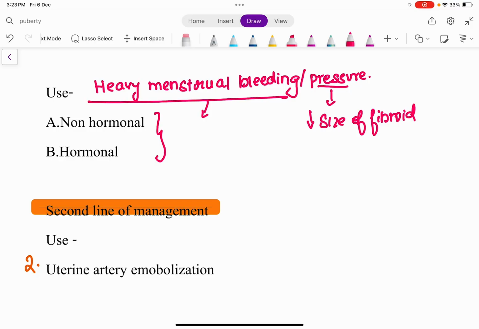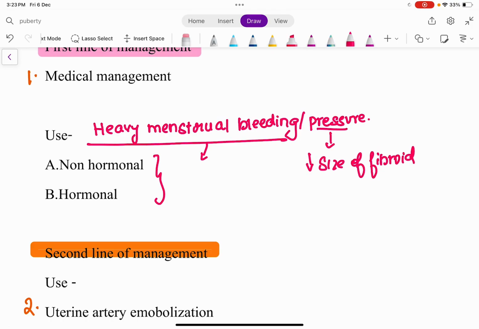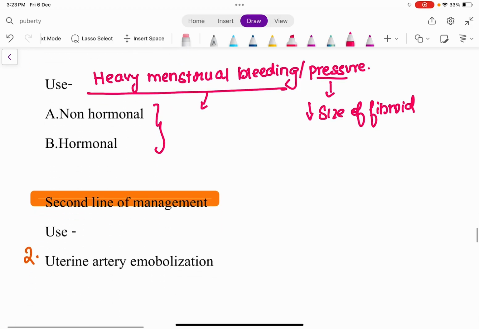Both these hormonal and non-hormonal managements in the medical management of fibroid are mainly concerned with decreasing the amount of bleeding in that female and decreasing the size of the fibroid. By decreasing the amount of bleeding, she will be relieved from the heavy menstrual bleeding, and by decreasing the size of the fibroid, she will be relieved from the pressure symptoms she is experiencing. In this part 1 module, we are going to discuss all about this medical management.